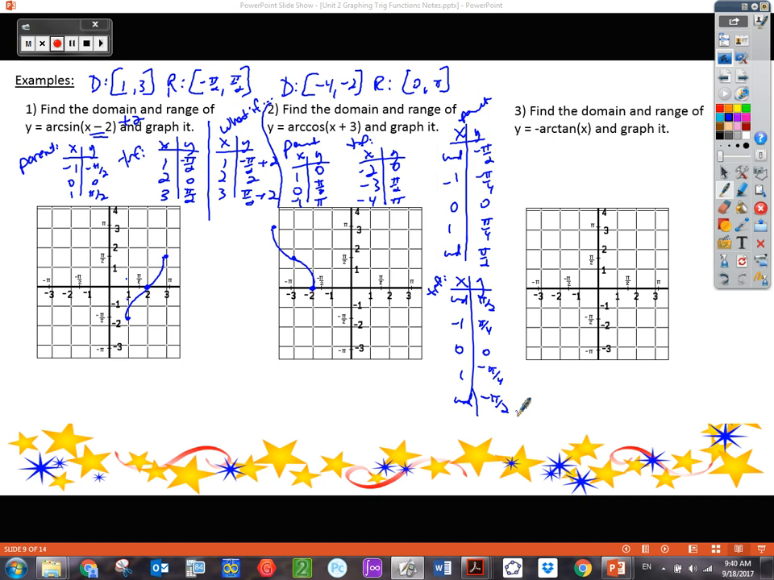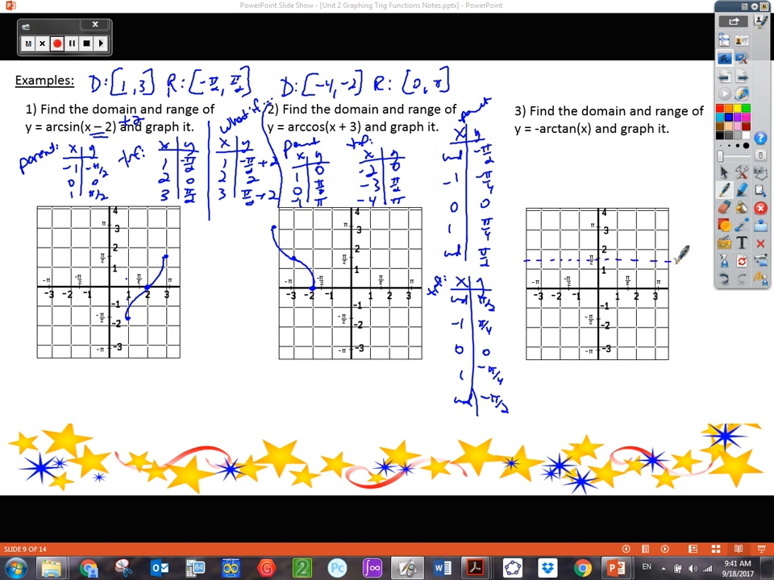Now let's say you had another y transformation there. Let's say you had negative arctangent of x plus 2. You would do the multiplying one first. You would multiply all the y's by negative 1, then you would add 2. We have to do it in that order or it's not going to work. All right, our asymptotes are still at pi over 2 and negative pi over 2.